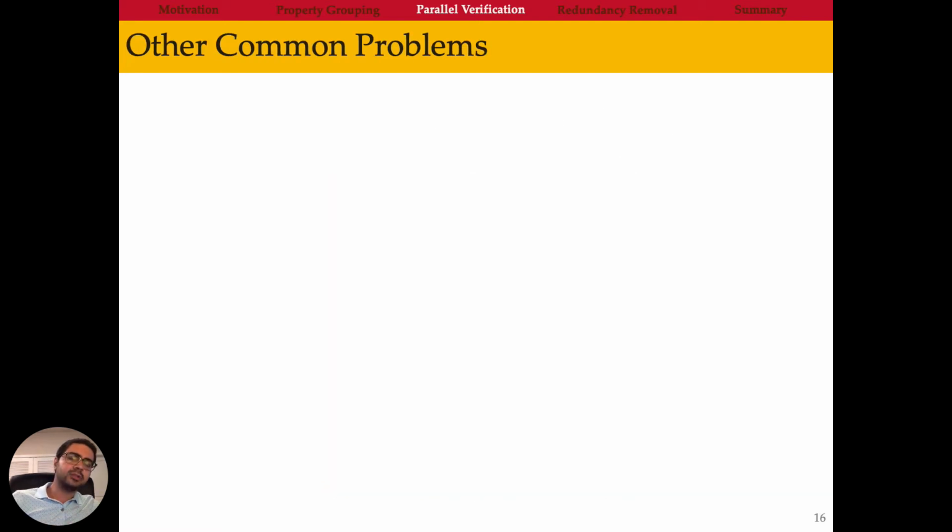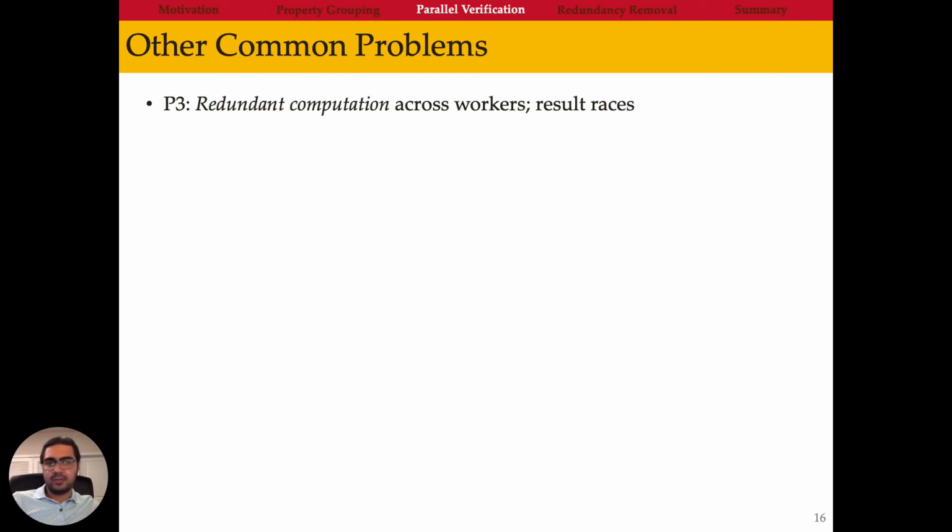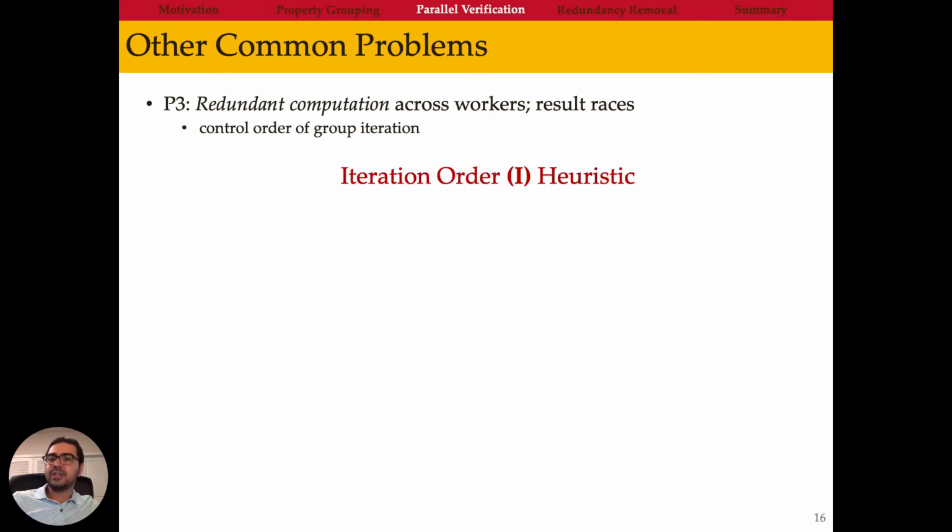Now, there are several other common problems that affect parallel verification strategies and why it's not trivial to utilize a parallel verification environment. There is the problem of redundant computation across workers when each worker verifies the same group at the same time. And this can often lead to result races in which one group, as soon as it finishes solving a property, has to preempt the progress of the other group. Our iteration order heuristics combats this problem by allowing a finer grained control on the order of group iteration in individual processes.